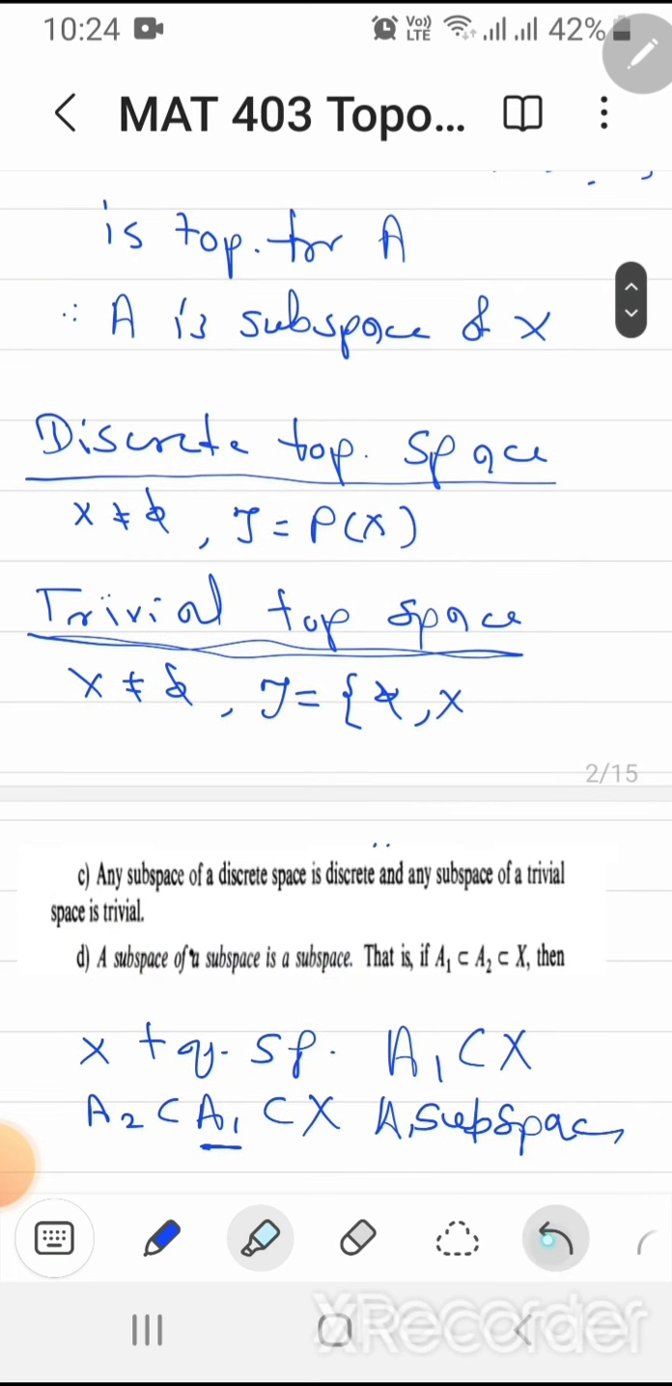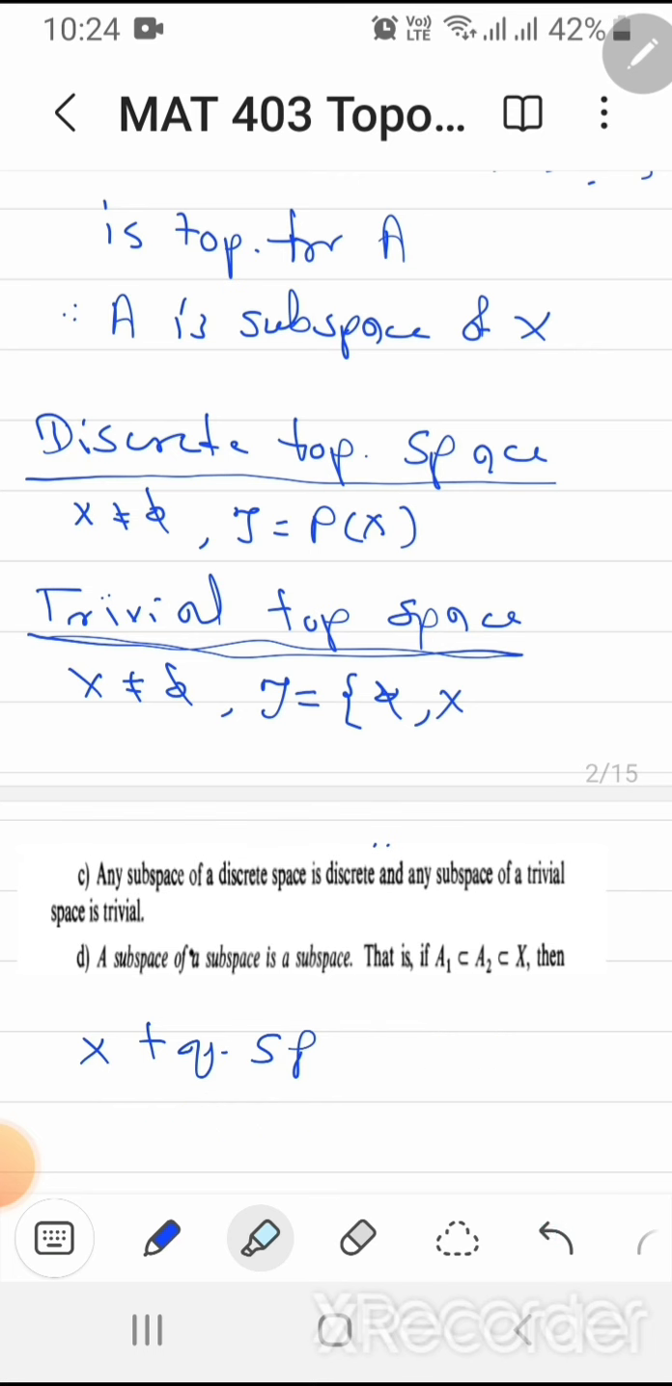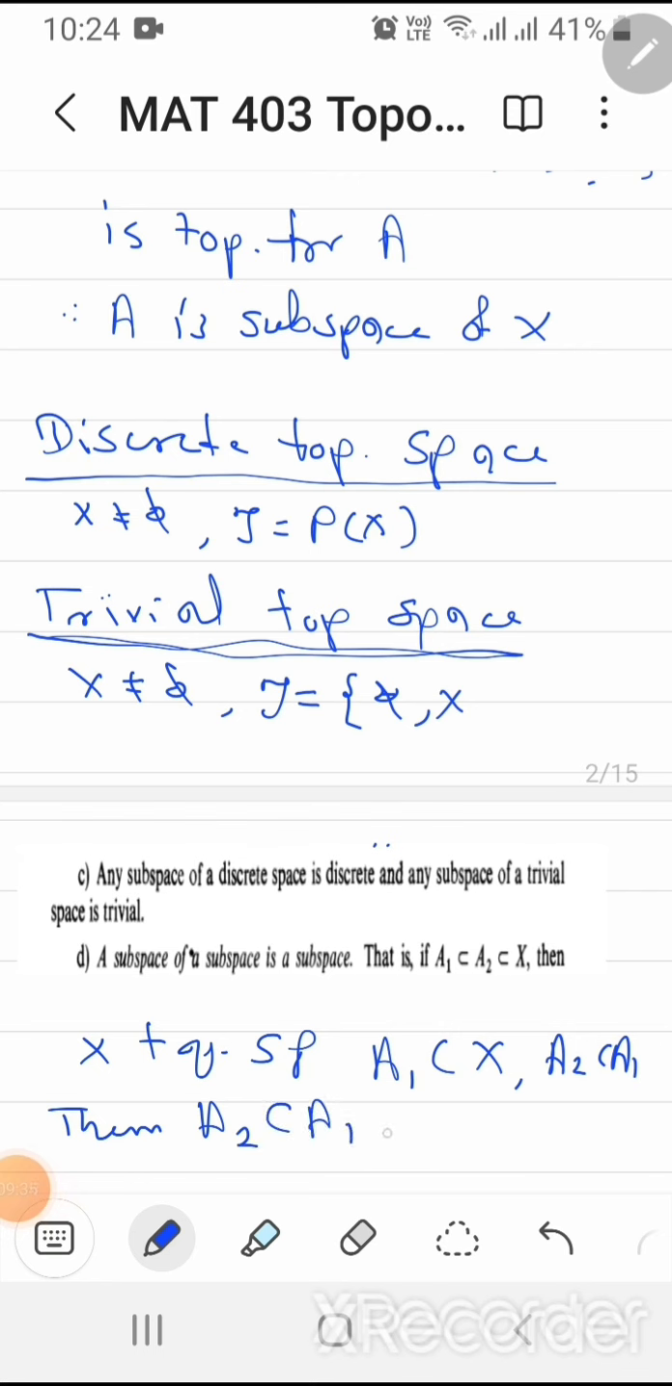If we see this result again: given that X is a topological space, A1 is a subspace of X and A2 is a subspace of A1, then we can write that A2 is a subset of A1 and this is a subset of X. That is, A2 is a subspace of A1, A1 is a subspace of X, then A2 is a subspace of X. That is, a subspace of a subspace is a subspace. Okay.